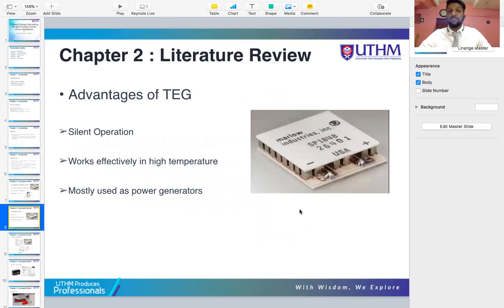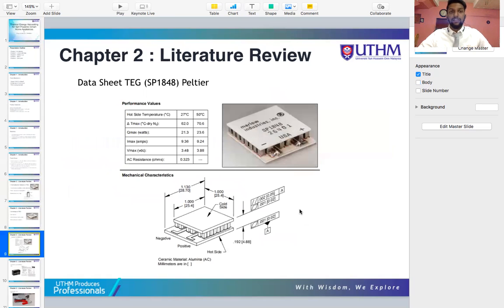The next is the advantages of a TEG. It's silent in operation, works effectively in high temperature, and the last one is that it's mostly used as a power generator. So that's what I'm doing. This is the data sheet of my TEG, which is the SP1848 Peltier. This will be the performance values: hot side temperature, max temperature, Imax, Vmax, AC resistance. And these are the sizes.